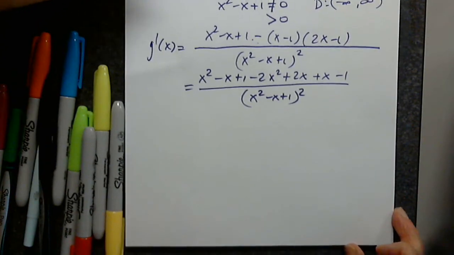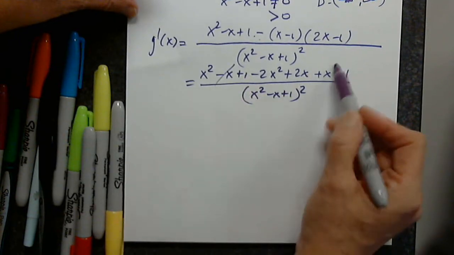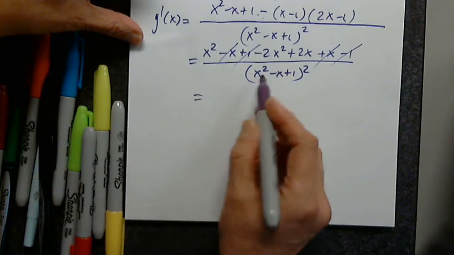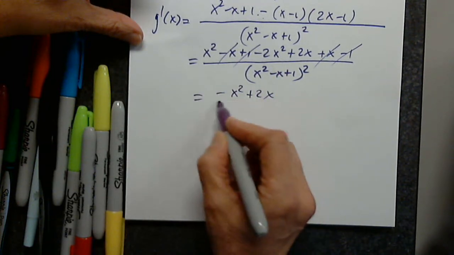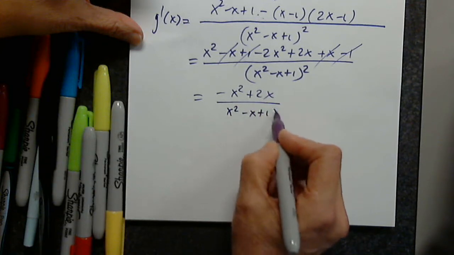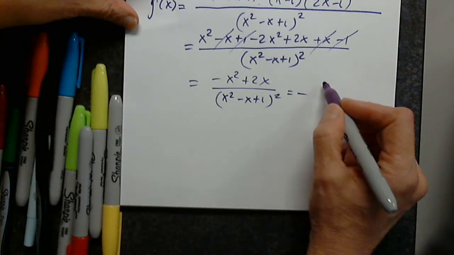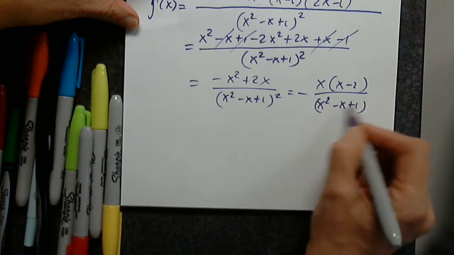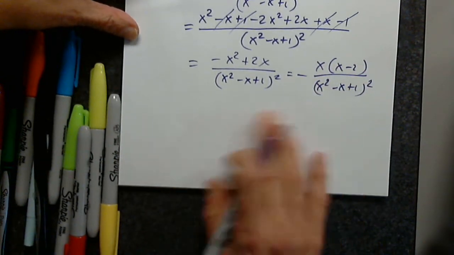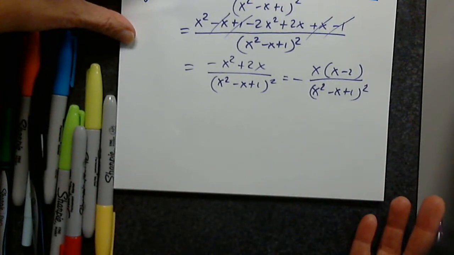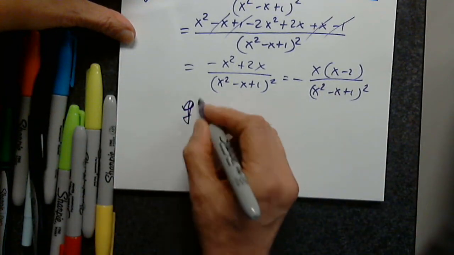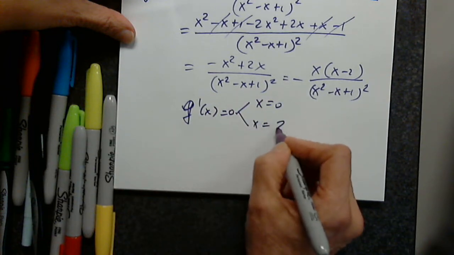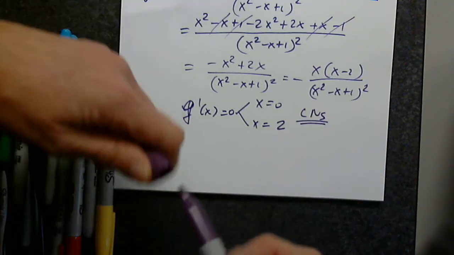So these two go away. These two go away. Nice. And so now the numerator is negative x squared plus 2x, divided by x squared minus x plus 1. And I factor out negative x, and I get x minus 2, and x squared minus x plus 1, everything squared. So all these are just algebra, absolutely necessary. So x equals 0 and x equals 2. These are the critical numbers.